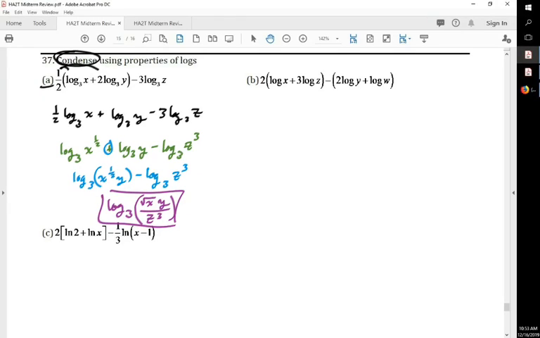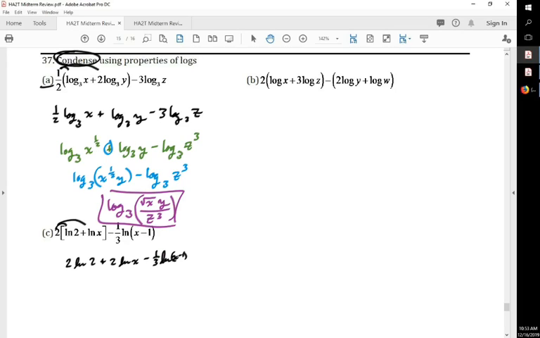Wow. All right, here we go. For this one, I'm going to do the same thing. I'm going to distribute that 2 first. So I got 2 natural log of 2 plus 2 natural log of x. Then we have our 1/3. Oh man, this one looks uglier. Okay, but it does have natural logs, and natural logs are prettier to write.